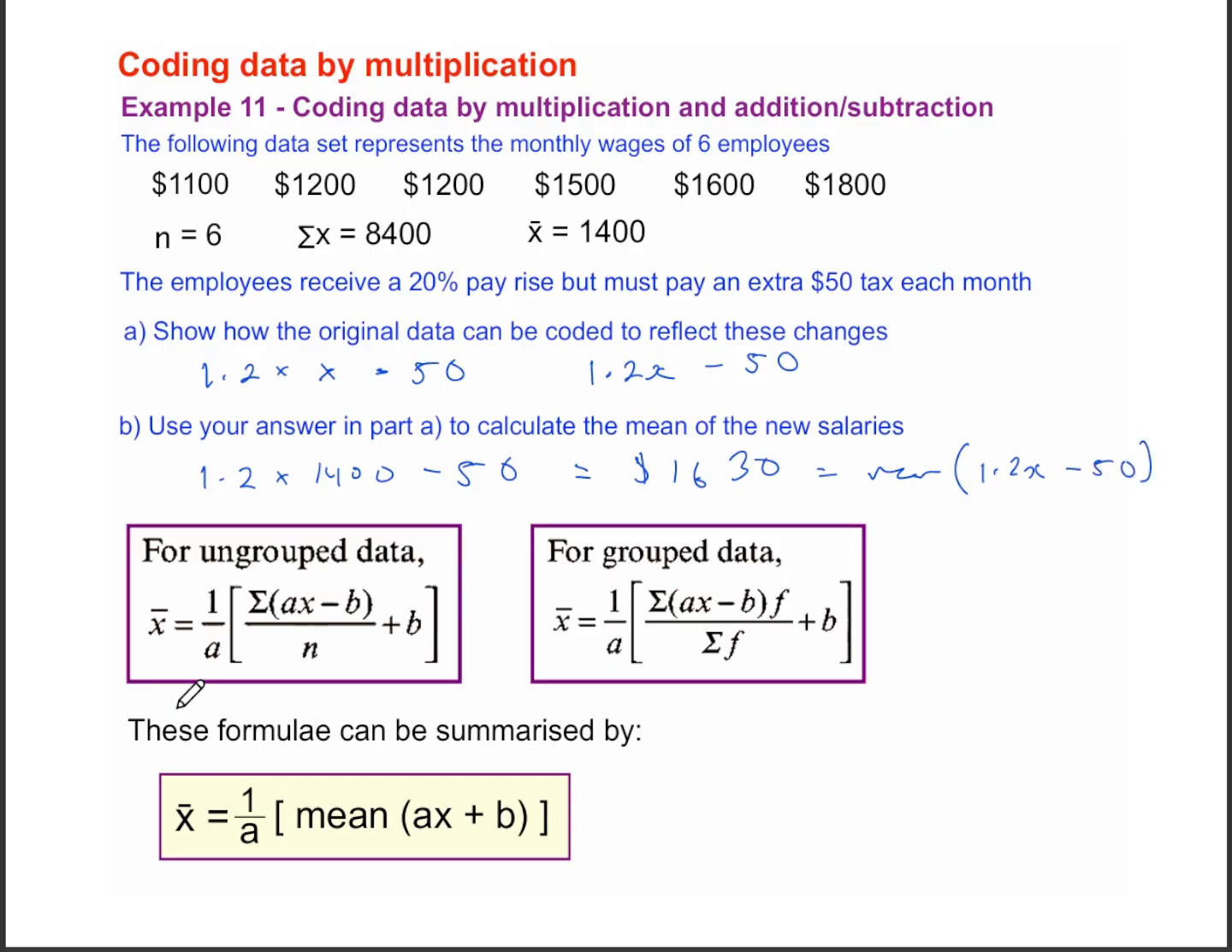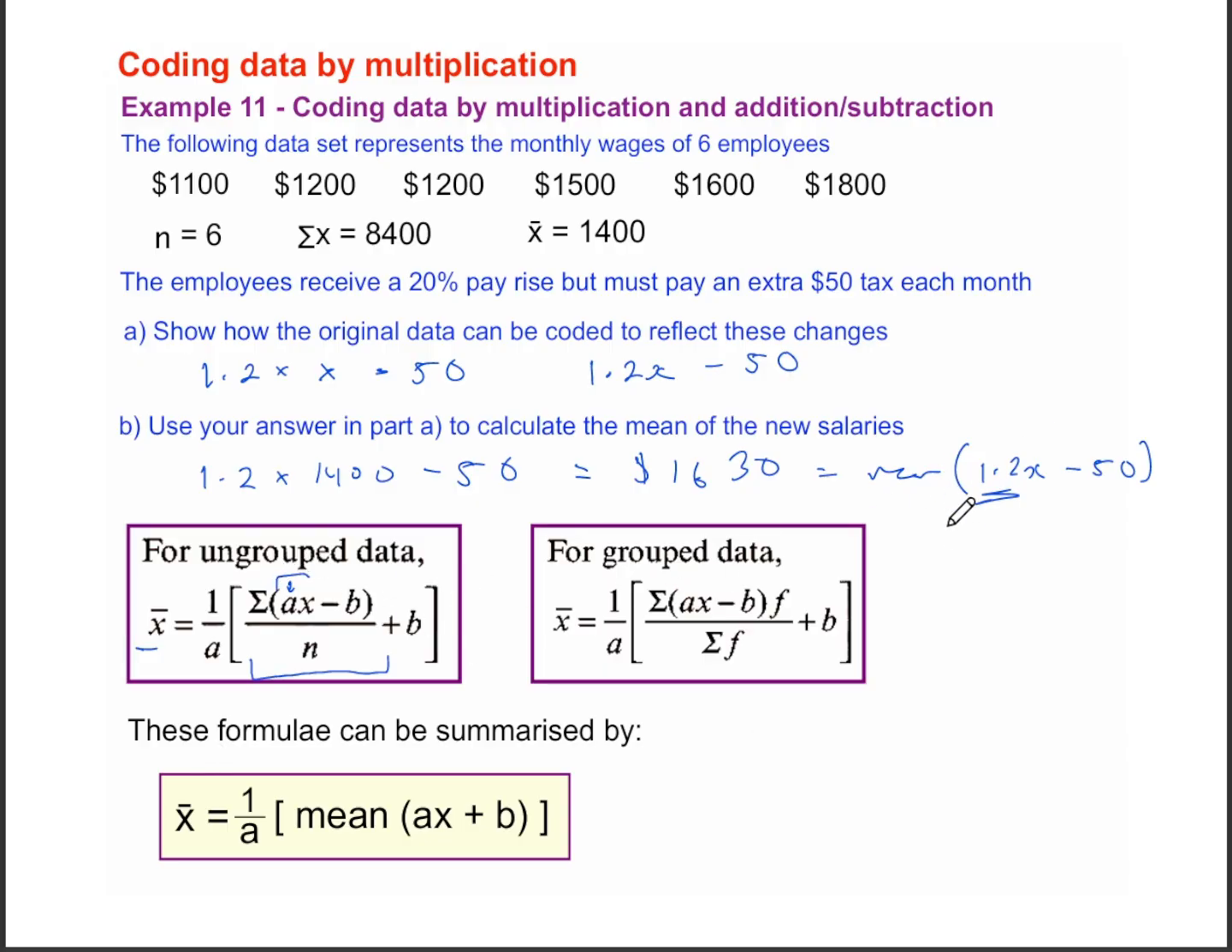And what we get from that is the following formula, where for ungrouped data, the original mean is equal to 1 over the constant that was multiplied. As you can see, the a is the constant that was multiplied to x, which in this case is our 1.2. So 1 over 1.2 times the mean of the coded data plus the constant that was added to the entire x term that was there.